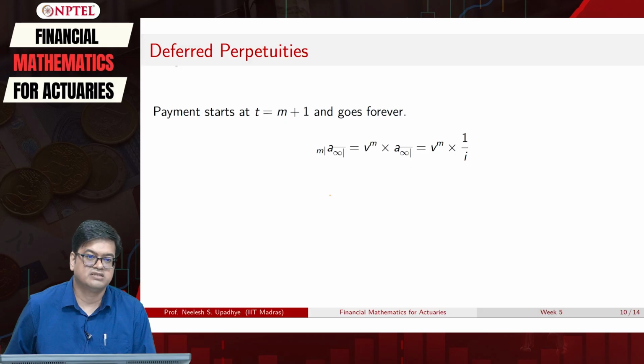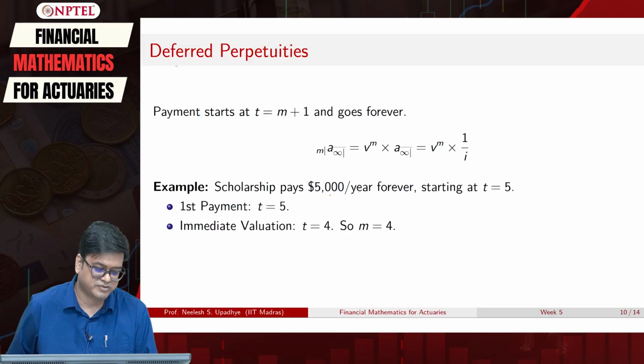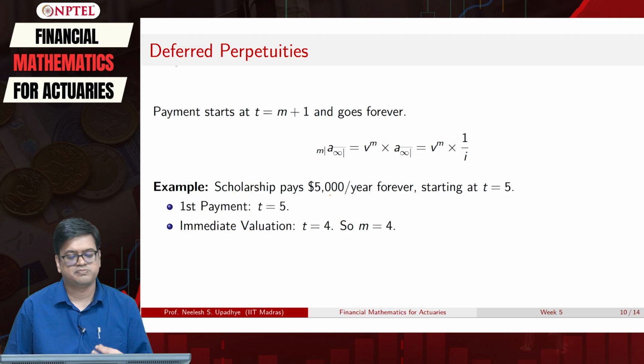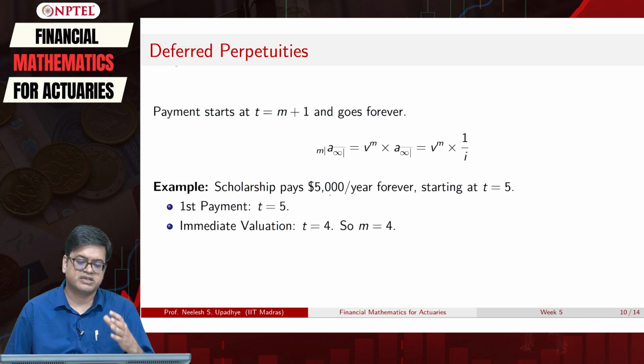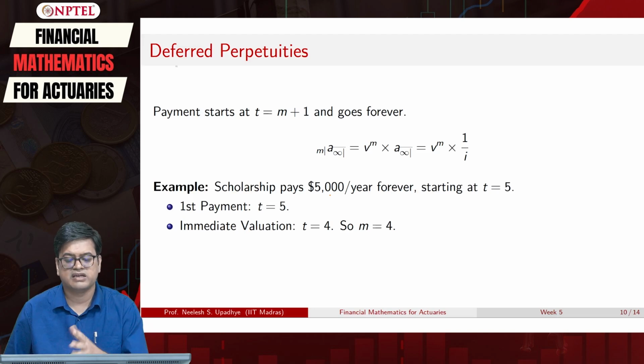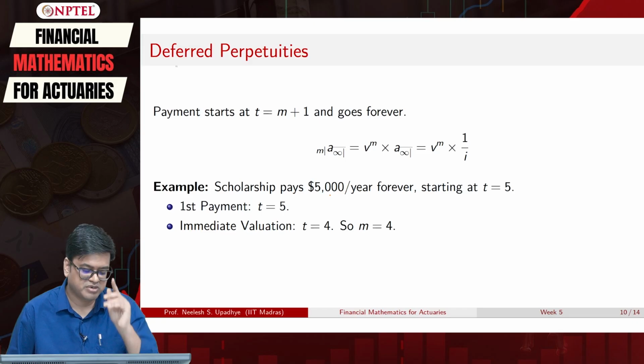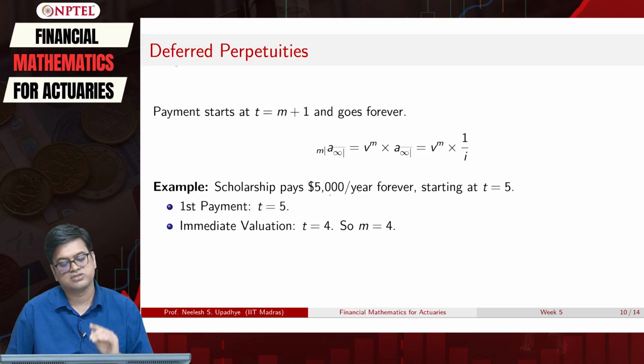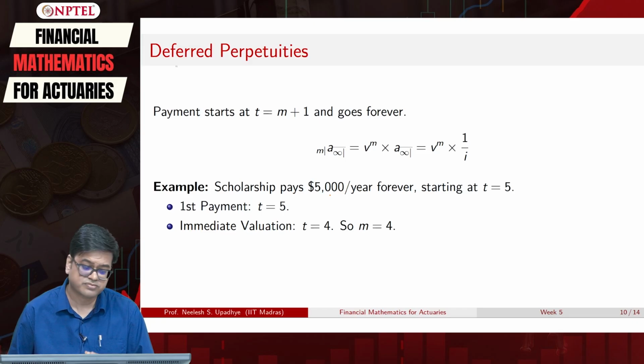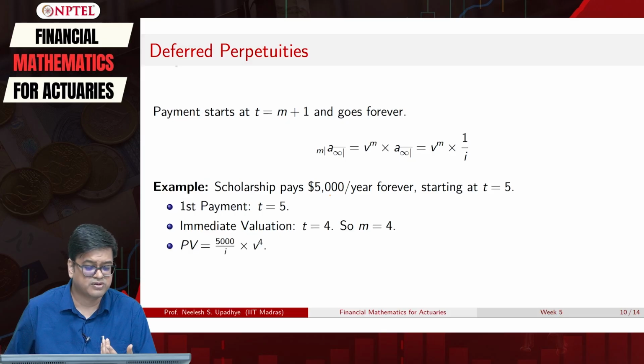So, let us apply this to an example where we are dealing with scholarship fund. A scholarship pays $5,000 per year forever starting at t is equal to 5. So, the first payment is at t is equal to 5. So, if you are looking for immediate anchor, it will be t is equal to 4. So, your m is 4, correct. And if m is 4, I know how to calculate.